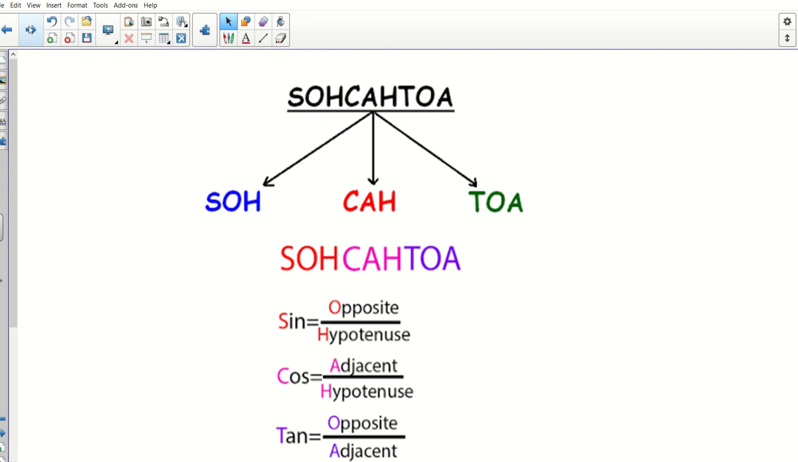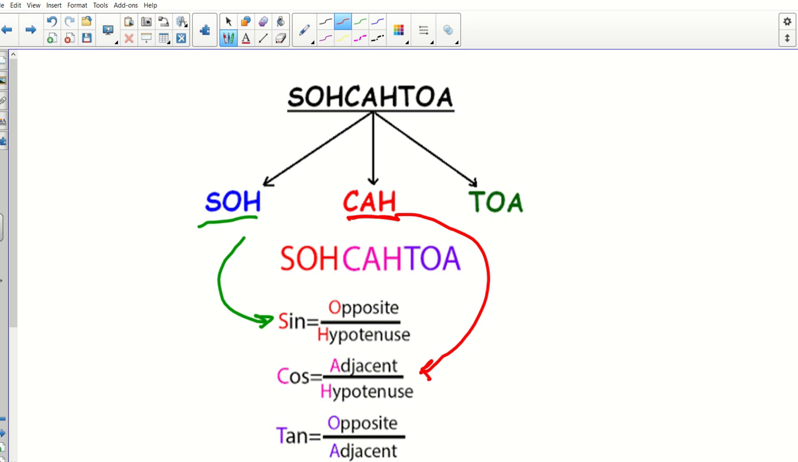SOHCAHTOA is three parts of three letters. SOH, the S-O-H, refers to the first trigonometric ratio. So SOH is sine equals opposite over hypotenuse. CAH, the second three letters, refers to the cosine is equal to the adjacent over the hypotenuse. And TOA, the last three, refers to the fact that the tangent equals the opposite over adjacent.